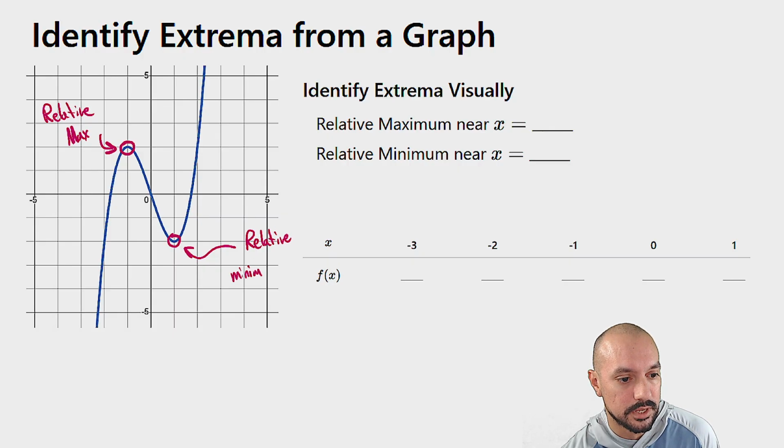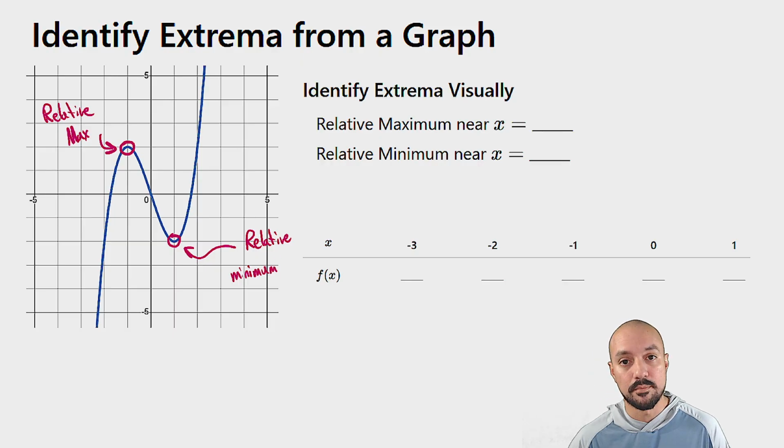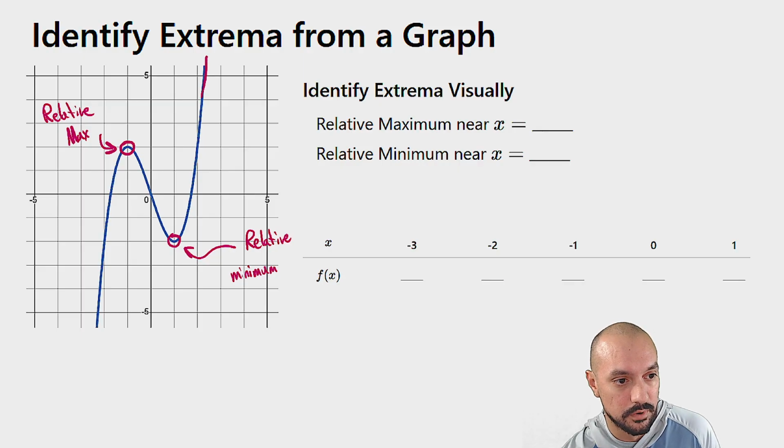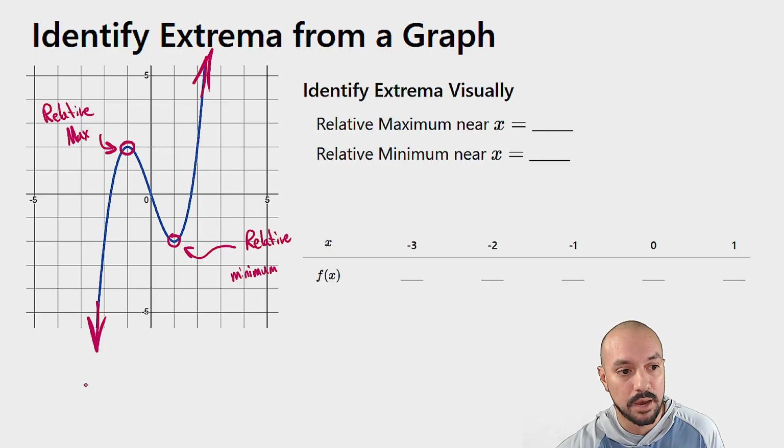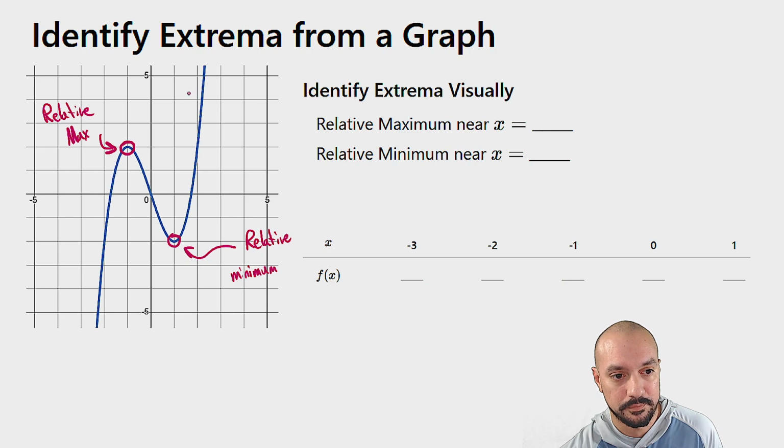In order for them to have the adjective of absolute, there can't be any points higher or lower than it on the y-axis. In this case, this function is going up forever and down forever. So this function isn't going to have any absolute extrema, but it will have a relative max and a relative min. So let me go ahead and record those. It looks like the relative max happens near x equals -1, and the relative minimum is happening near x equals +1.